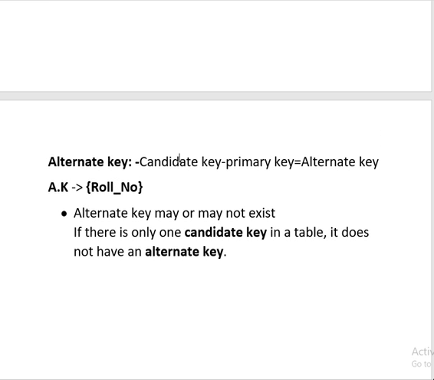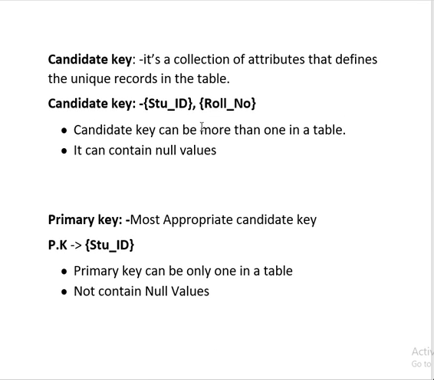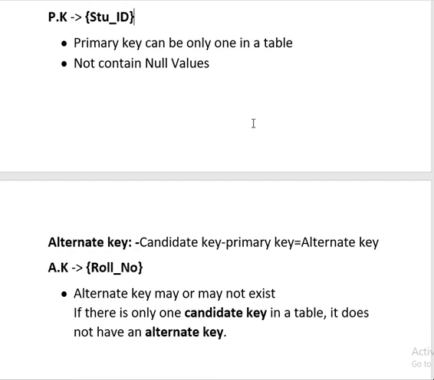Now alternate key. From all the candidate keys, one we will define as the primary key, and the remaining keys will be alternate keys. So here, with student ID and roll number, student ID we will define as the primary key, so the remaining key, roll number, will be the alternate key.